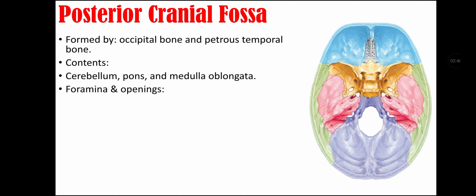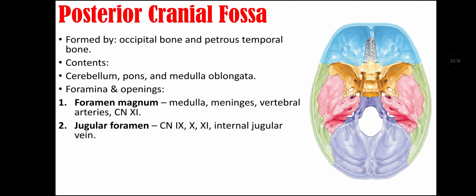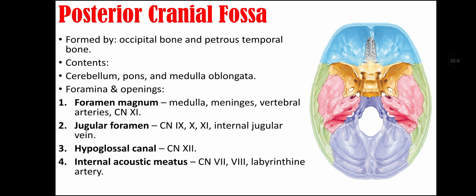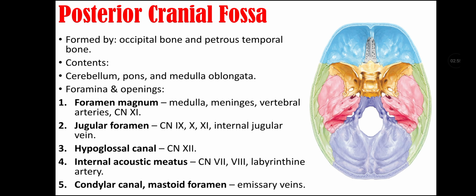Foramina and opening in posterior cranial fossa are foramen magnum, jugular foramen, hypoglossal canal, internal acoustic meatus, and condylar canal and mastoid foramen. And talking about foramen magnum, it transmits medulla oblongata, meninges, vertebral arteries, and 11th cranial nerve. While jugular foramen transmit 11th cranial nerve, 10th and 9th cranial nerve and also internal jugular vein. Hypoglossal canal transmit 12th cranial nerve that is hypoglossal nerve.